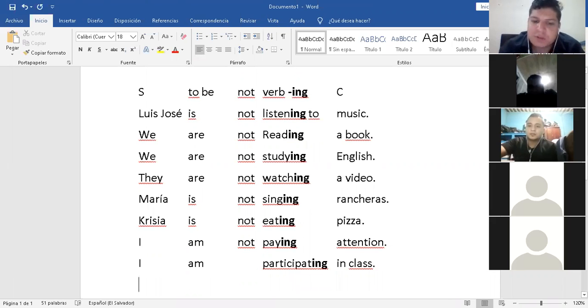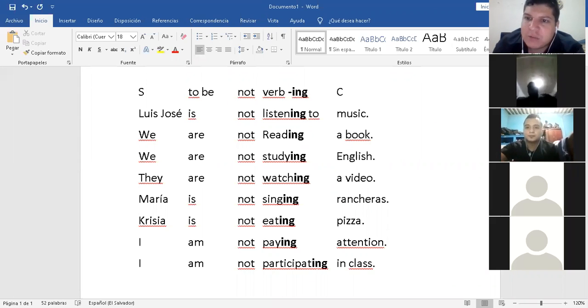No estoy participando en clases. I am not participating in class. Good. So, ¿ven qué fácil es hacer el negativo una vez ya sabemos el del afirmativo? Eso sería todo. That's the only change. Es el único cambio.